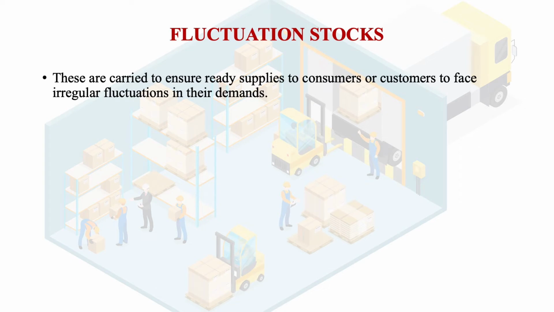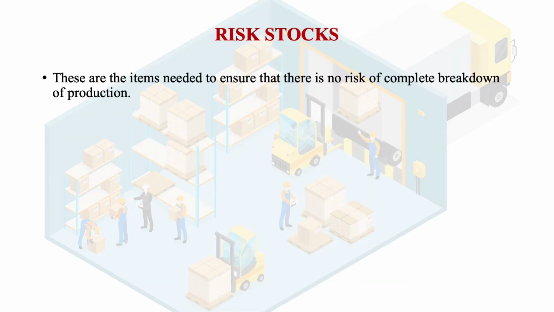Third one is the fluctuation stock. Basically, these are carried to ensure ready supplies to the consumer or the customer to face irregular fluctuation in their demand. That is called the fluctuation stock. The last one is the risk stock. These types of items are needed to ensure there is no risk of complete breakdown of the production.